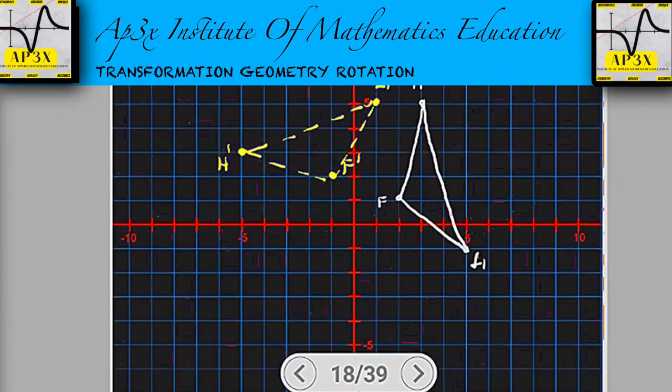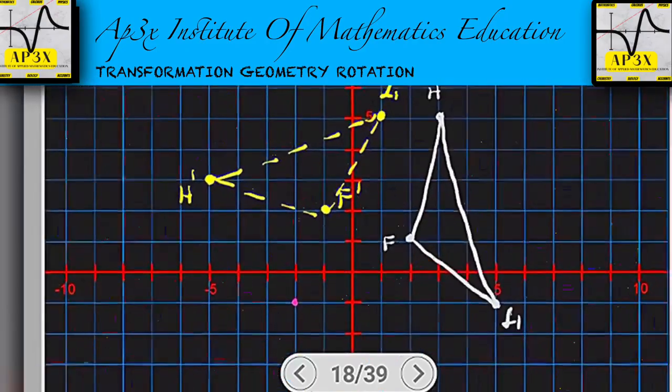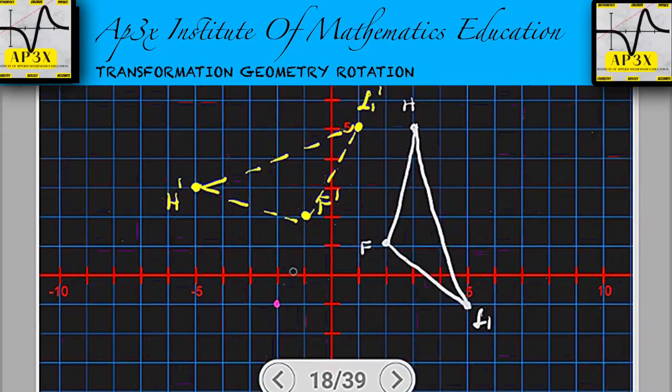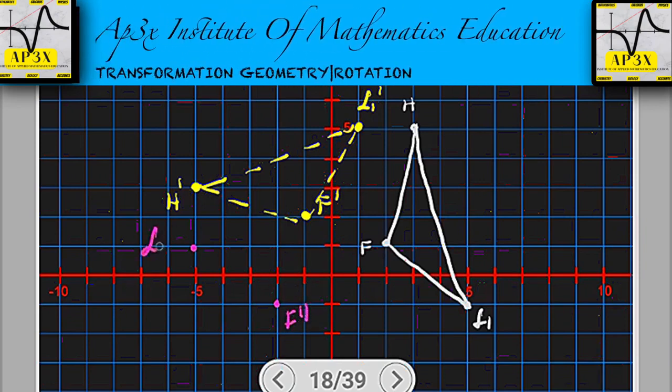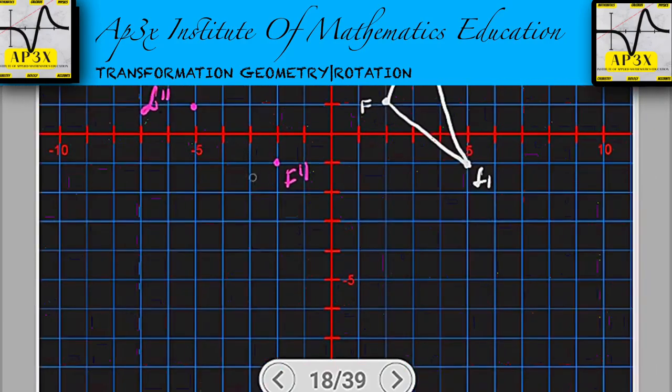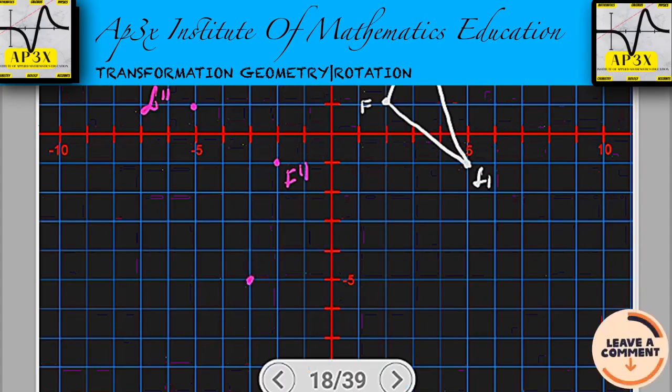So we can plot minus 2, minus 1. That's minus 2 here, minus 1 down. That's my position. Minus 5 up 1. So this is my F double prime. This is my G double prime. And this is my H double prime, minus 3, minus 5. So that's negative 3, 1, 2, 3, negative 5, 1, 2, 3, 4, 5. And that's my H double prime.